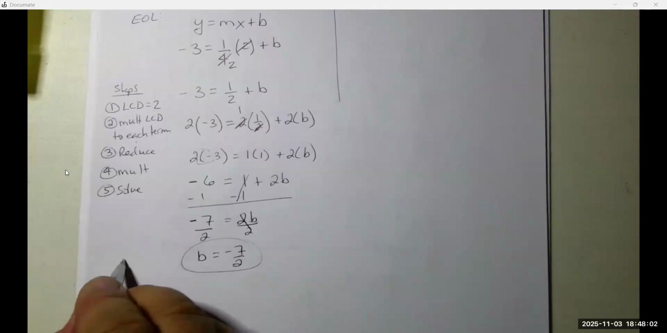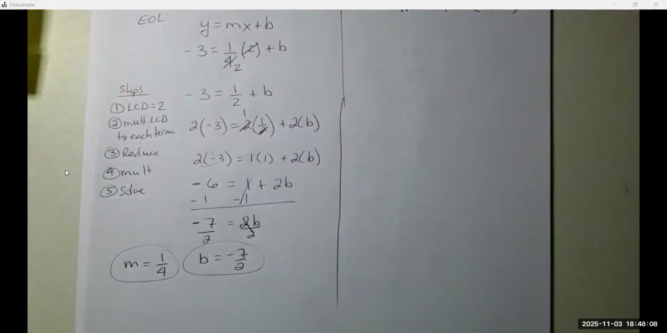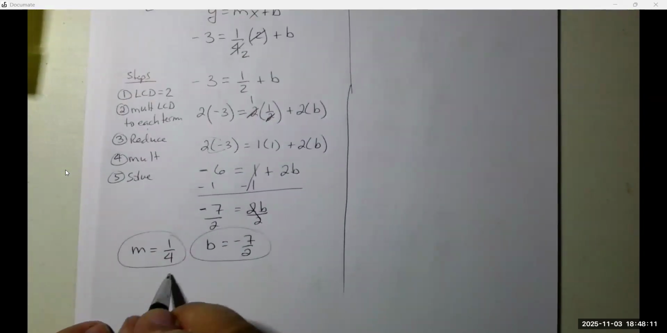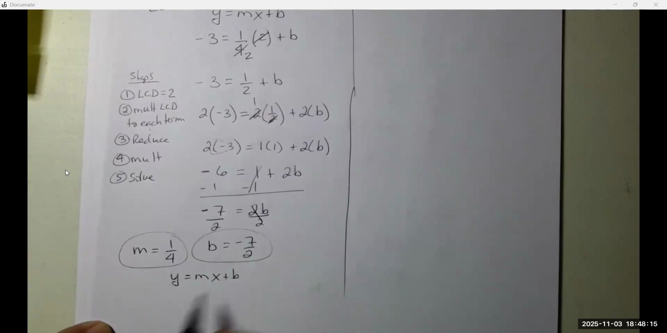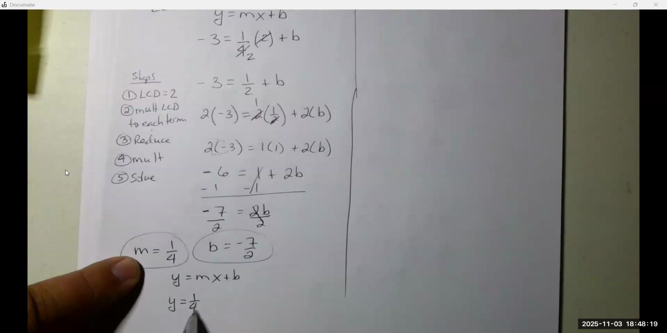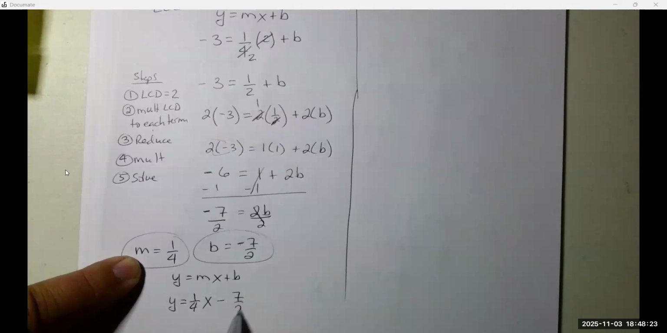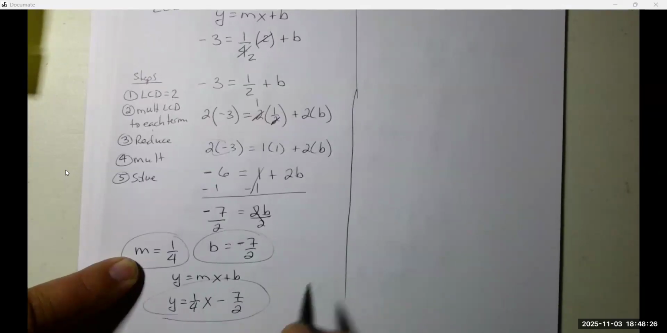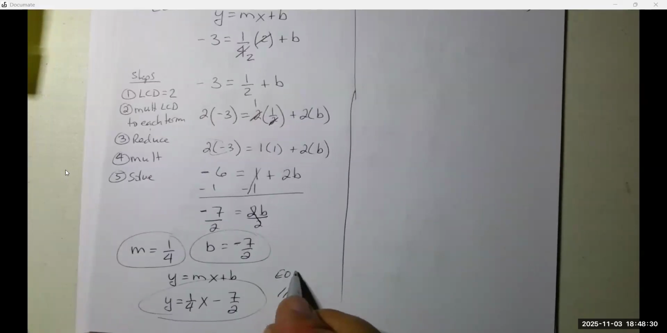And again, our slope was 1/4. So the equation of this one is going to be y equals 1/4 x minus 7/2. There's your equation of the line parallel to that first one.